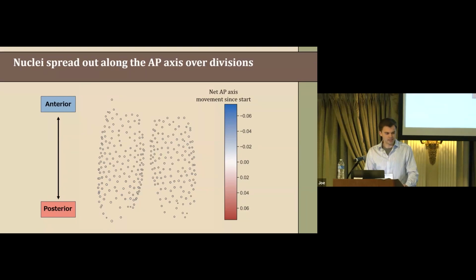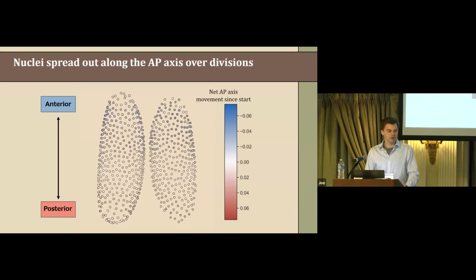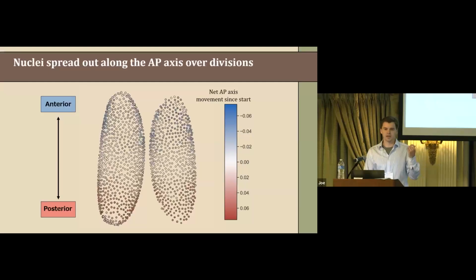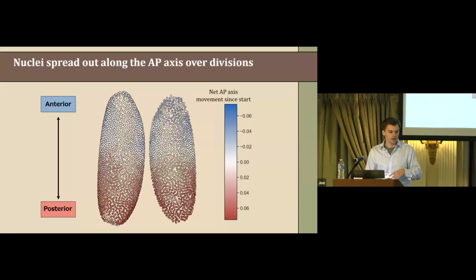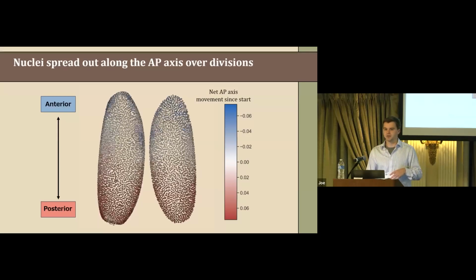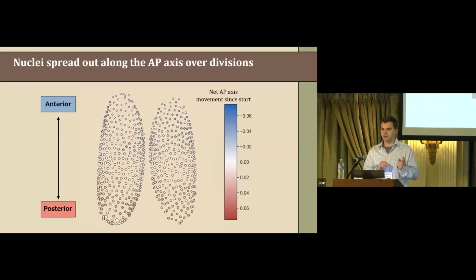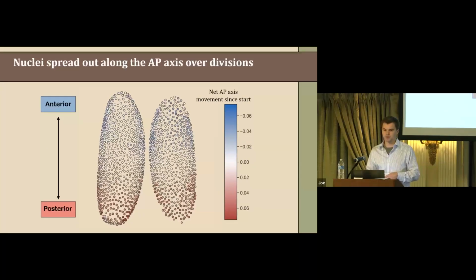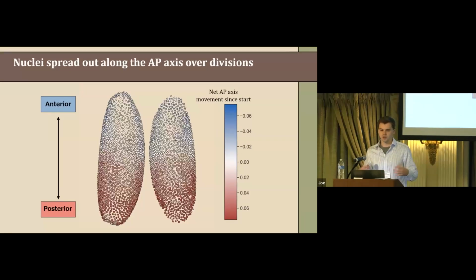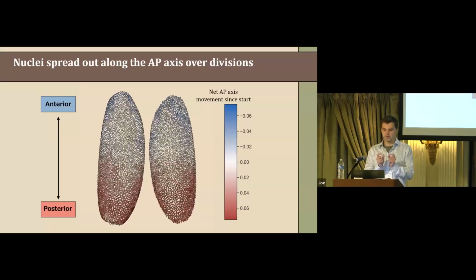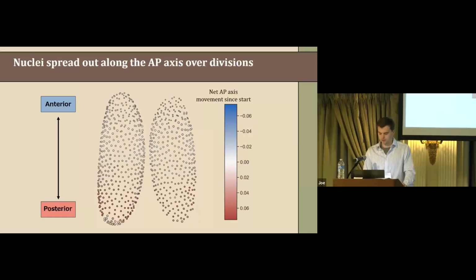What we see is that if we follow these nuclei through time, through these nuclear mitotic waves, and right here we have nuclei that are colored by whether they've moved more anterior or more posterior. What we can see is that nuclei that start off anterior move more anterior, and things that are posterior move more posterior. And so in effect this is a stretching along the AP axis where things move away from the center over the course of these four mitotic divisions.